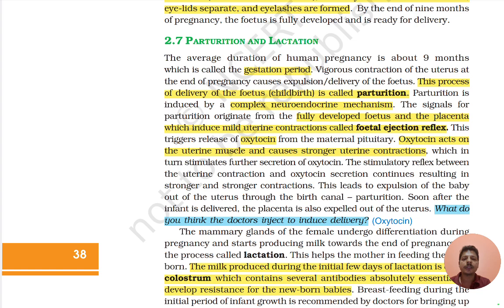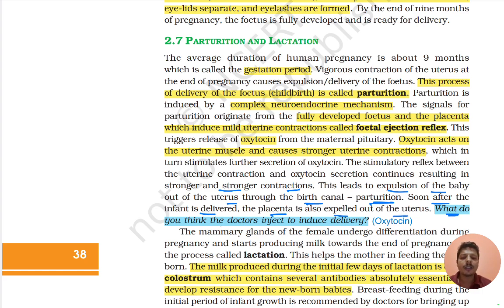This triggers release of oxytocin from the maternal pituitary. Oxytocin acts on the uterine muscle and causes stronger uterine contraction, which in turn stimulates further secretion of oxytocin. The stimulatory reflex between the uterine contraction and oxytocin secretion is continuous, resulting in stronger and stronger contractions. This leads to the expulsion or delivery of the baby through the birth canal, that is called parturition. Soon after the infant is delivered, the placenta is also expelled out of the uterus.